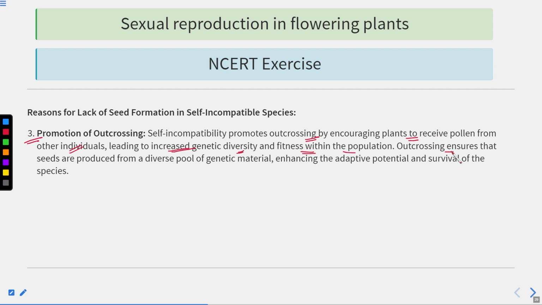Now, outcrossing ensures that the seeds are produced from a diverse pool of genetic material, enhancing the adaptive potential and survival of the species. This is clear? So, these are the advantages of cross-pollination, you can also say. Clear? Now, we'll talk about the next question.